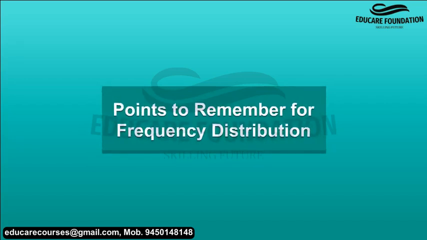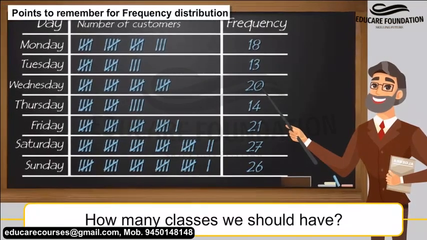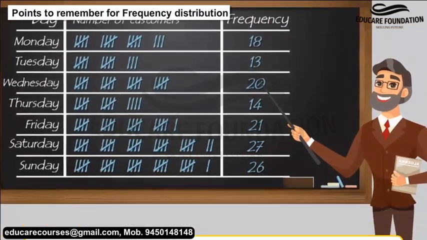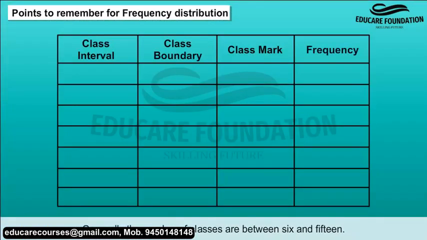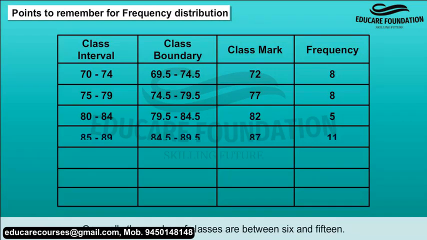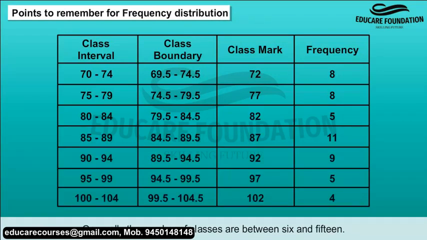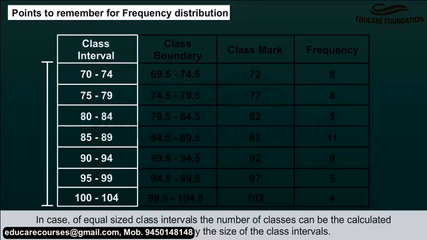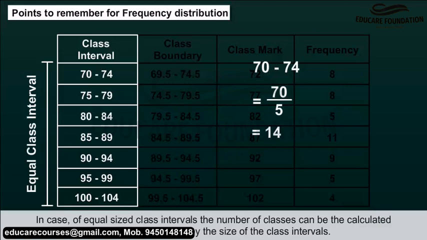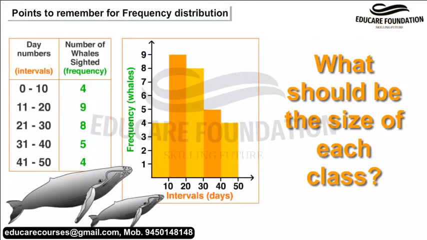Points to remember for frequency distribution. How many classes we should have? Generally, the number of classes is between 6 and 15. In case of equal-sized class intervals, the number of classes can be calculated by dividing the range by the size of the class intervals.